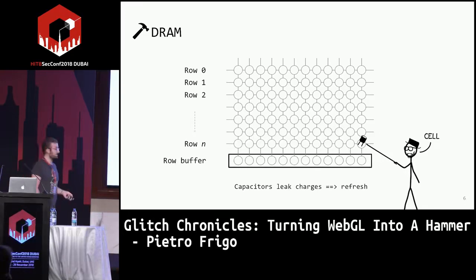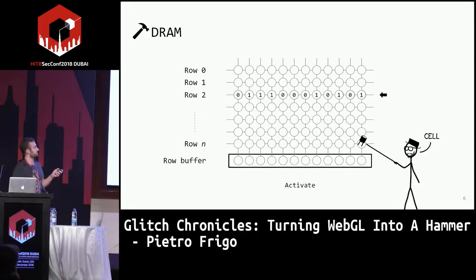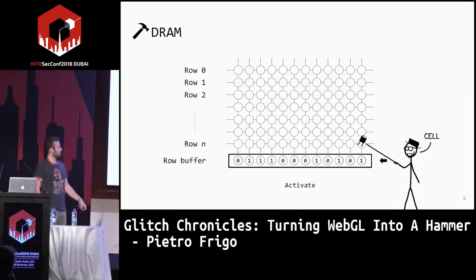The way a DRAM read works is basically you have data in memory. Let's say you want to read something from row 2, say a byte from there. What you need to do is activate the row. Activation is the process of bringing that row to the row buffer, which is the last row down here, which serves basically as a cache for DRAM. Once you get the data there, you can read it out from there and bring it to the CPU.